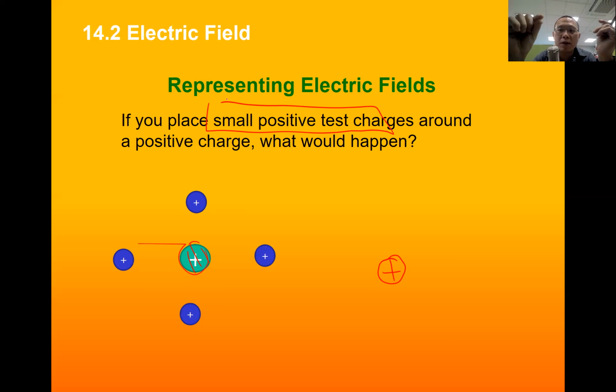So I place a small positive charge here. Let's say I bring it near to the positive charge. Then after that, I let go. When I let go, this small positive charge will move in a certain direction. I will note down the direction, I will detect it, I will draw it.